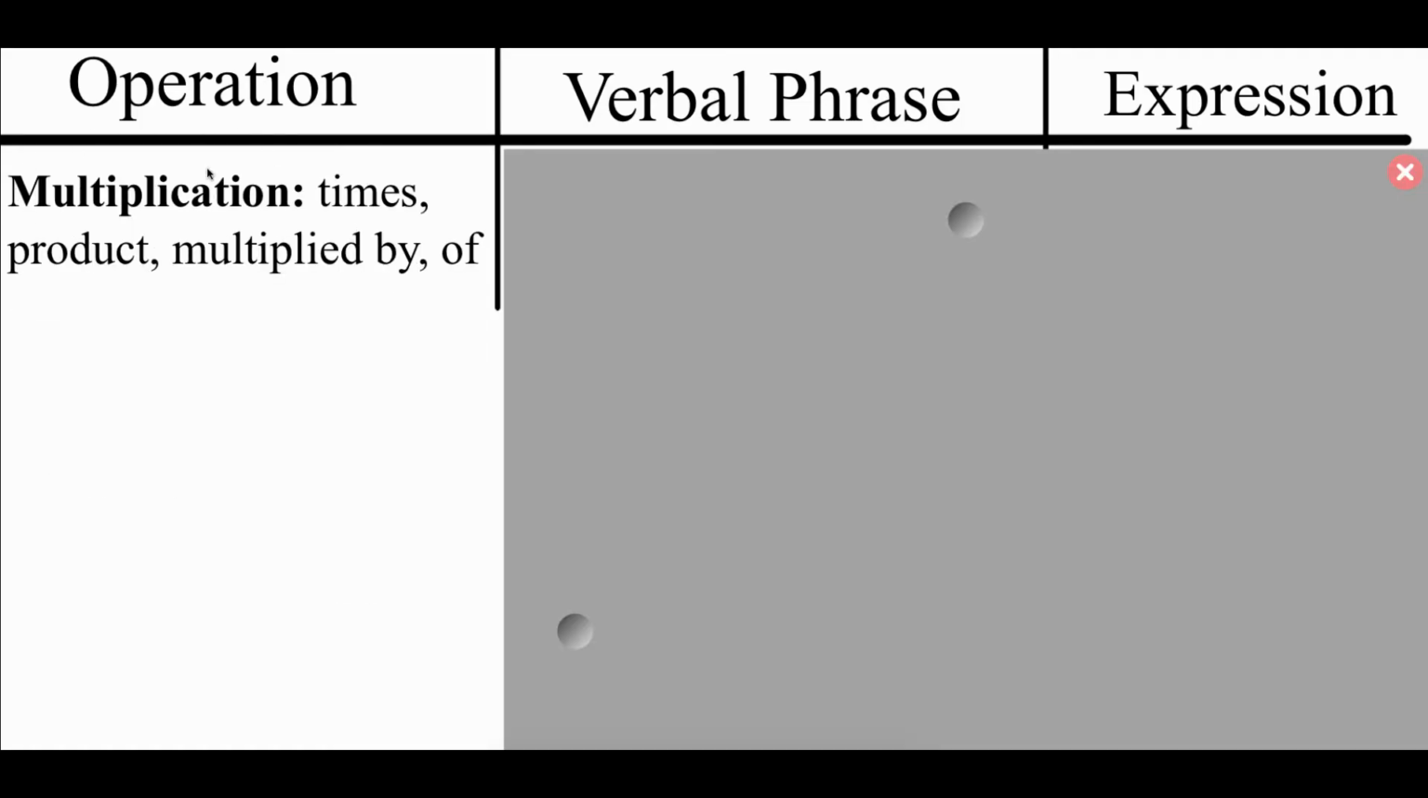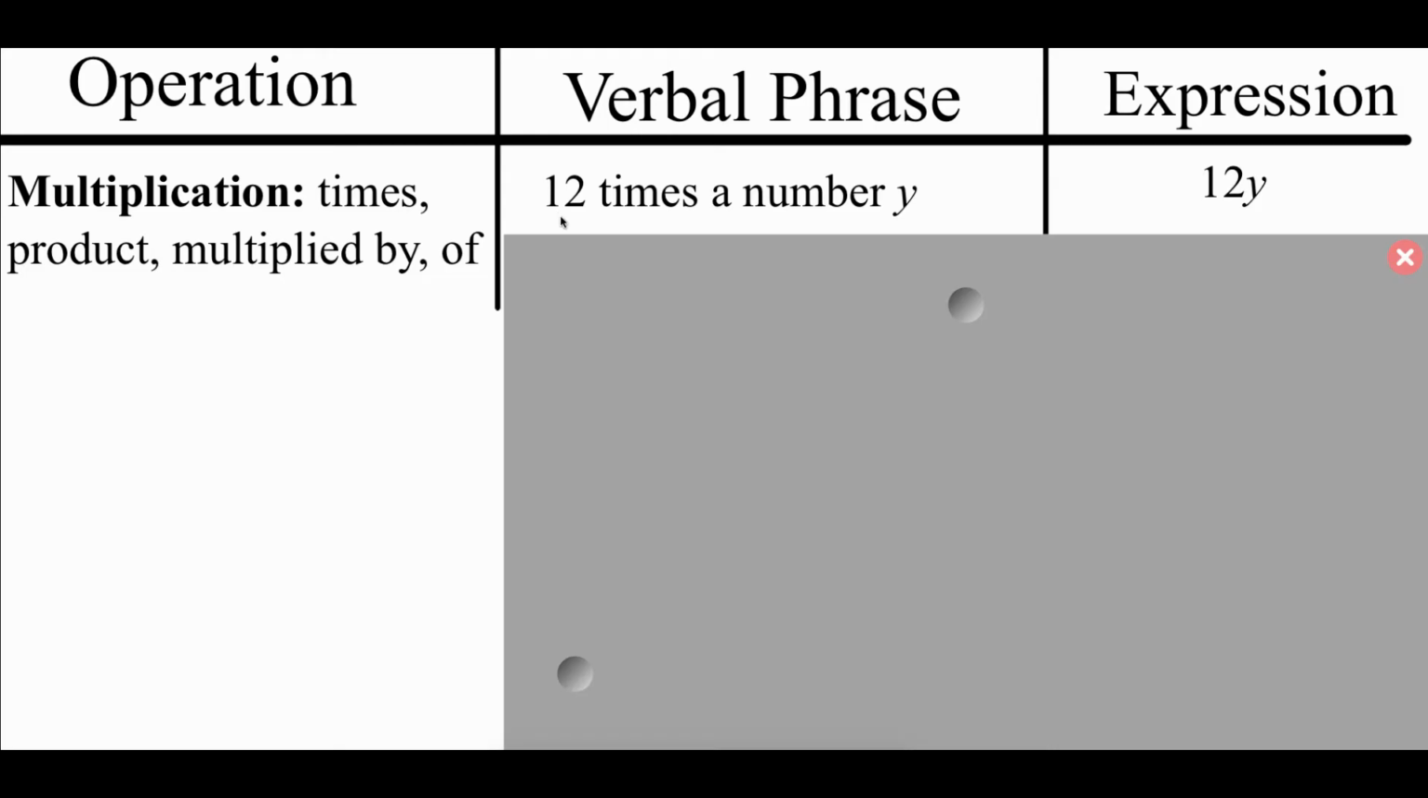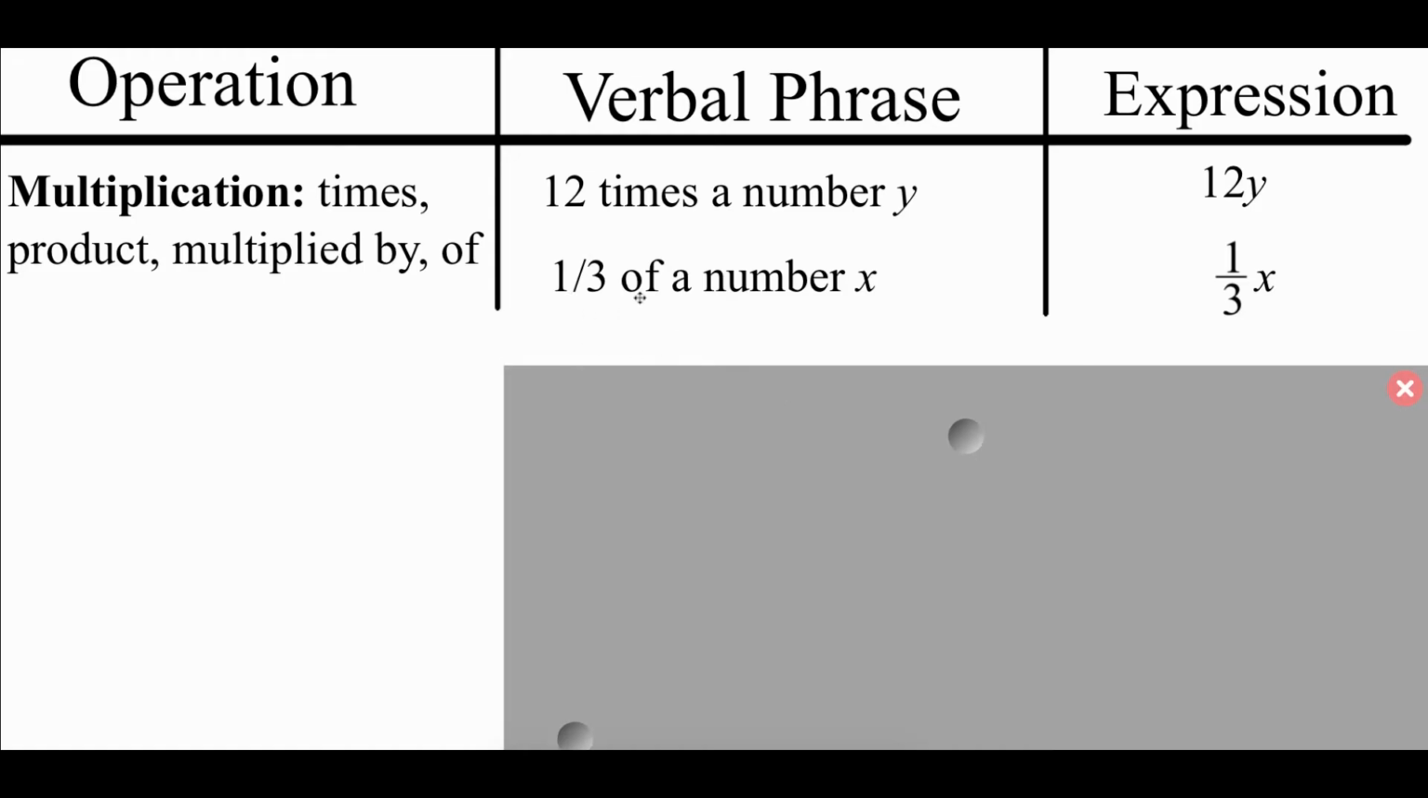Our next operation is multiplication. Our keywords there are times, the product, multiplied by, or even the word of means that we're doing multiplication. So if we saw the verbal phrase 12 times a number y, we could write that out as just 12y. Remember, we don't put any symbol between the 12 and the y. That means that we're doing multiplication. Or if we saw the phrase 1/3 of a number x, that of means we're multiplying these together, so we can do 1/3 times x, or 1/3 x.